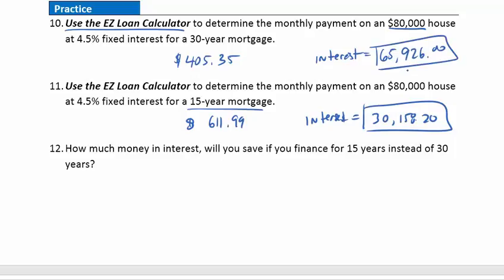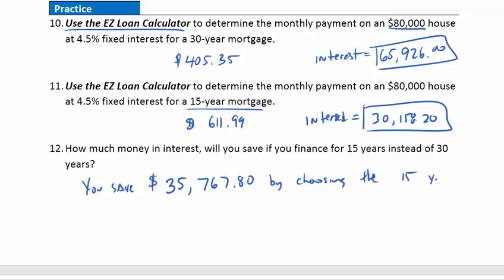$65,926. So that's quite a difference. So $65,926 minus $30,158.20. So you will save $35,768.80 by choosing the 15-year mortgage.